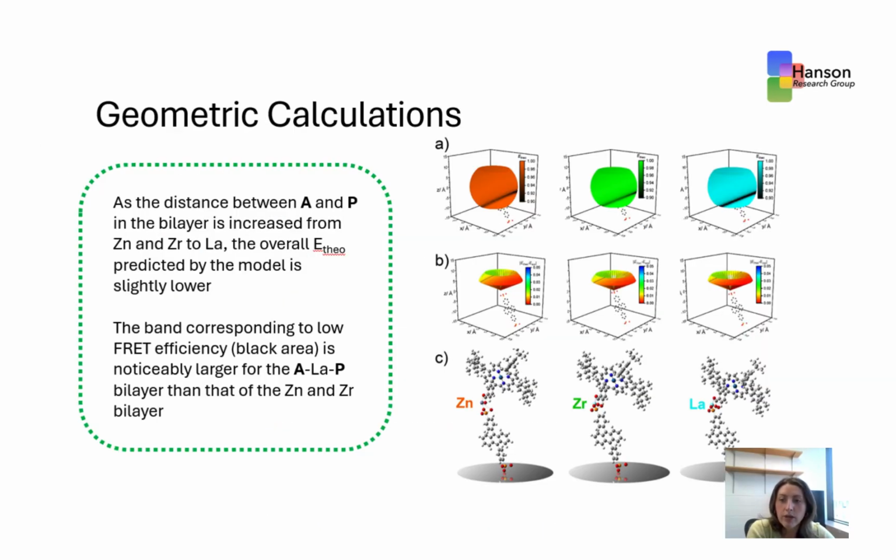To connect structure to rate, we calculate theoretical FRET efficiency across the full space of possible bilayer geometries for each metal ion. And then we map where theory and experiment agree within 1%, and that's the black band you see on these spheres. We found a limited set of geometries reproduce the measured FRET efficiencies, and those geometries are consistent with, though not uniquely determined by, the PATR tilt angles, giving independent structural support to the proposed models.